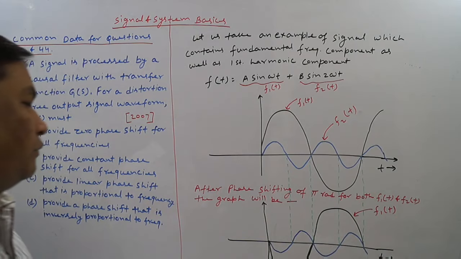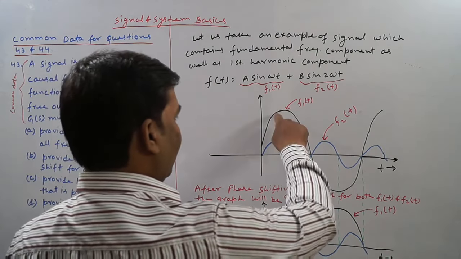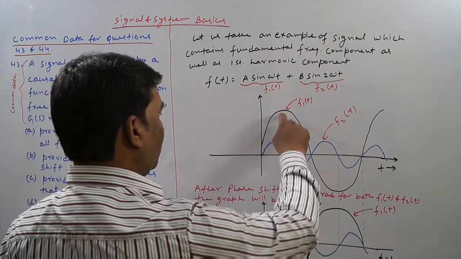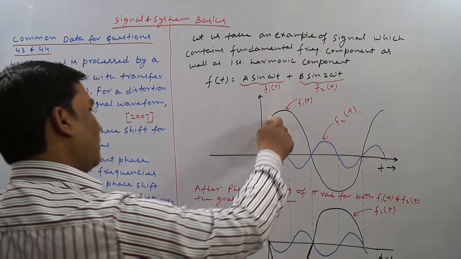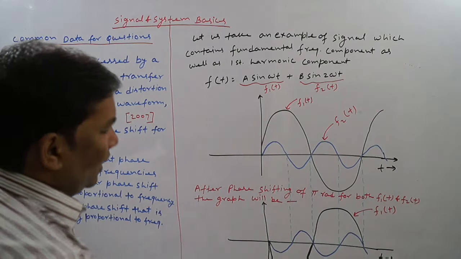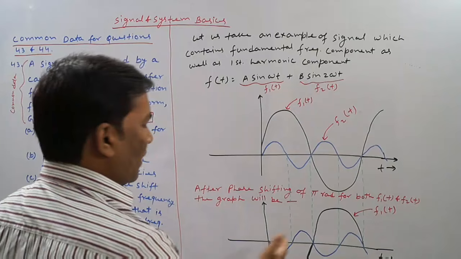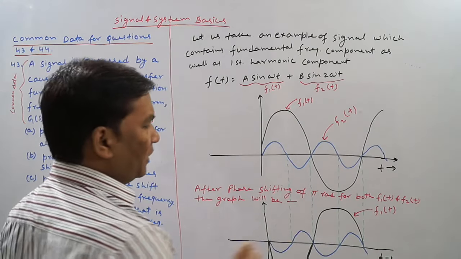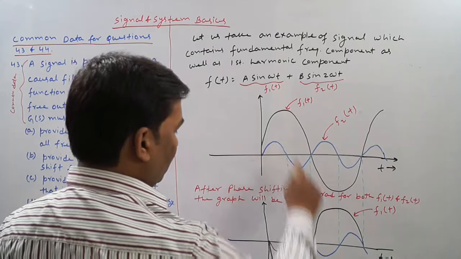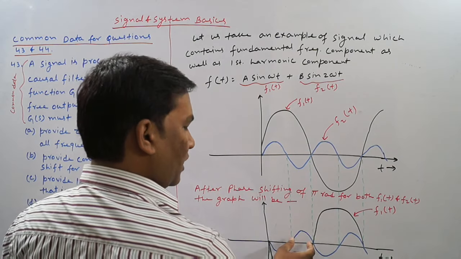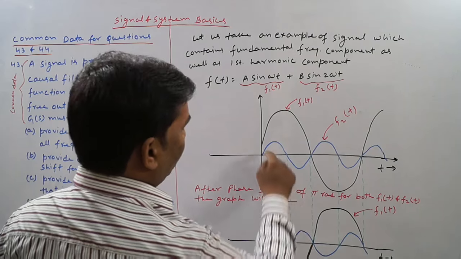Okay, now we can clearly see that if we add these two, if we superimpose these two graphs, then what result do we get? The same result we should obtain by shifting also. But here we can see that this is the graph. This is okay, this is the same as the previous one.